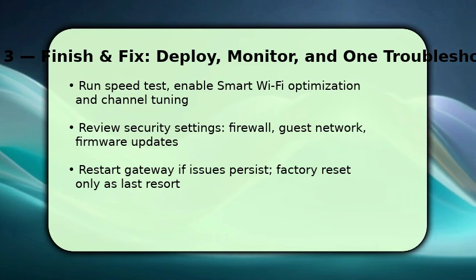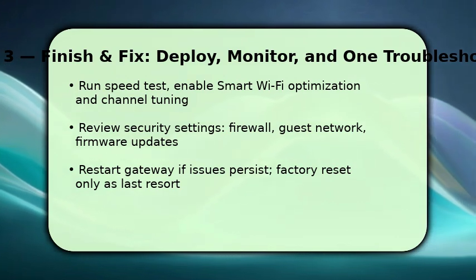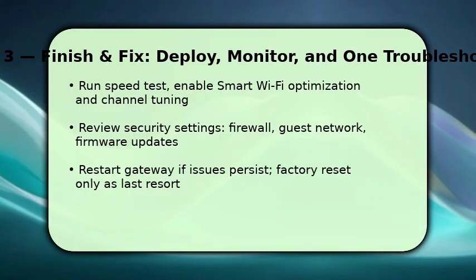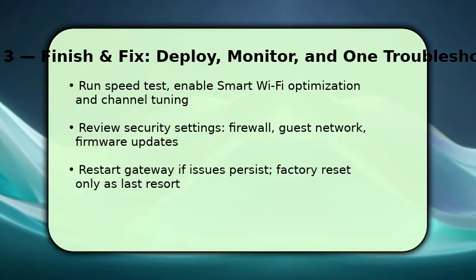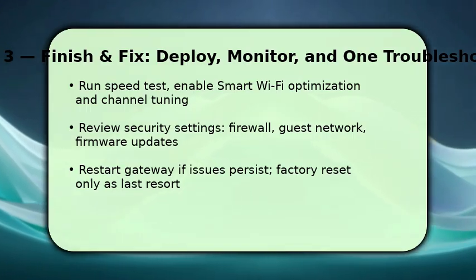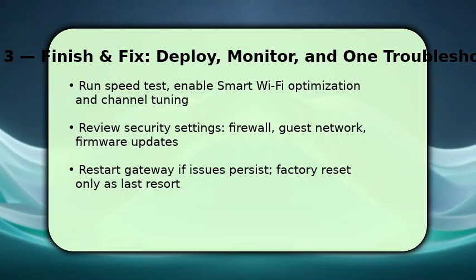If problems persist, use the app's troubleshooting wizard or perform a factory reset only after saving settings. One key tip: if connectivity drops, restart in this order: gateway, modem, then devices to clear stateful errors.